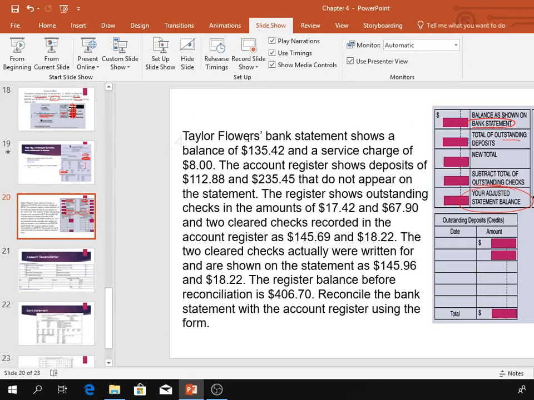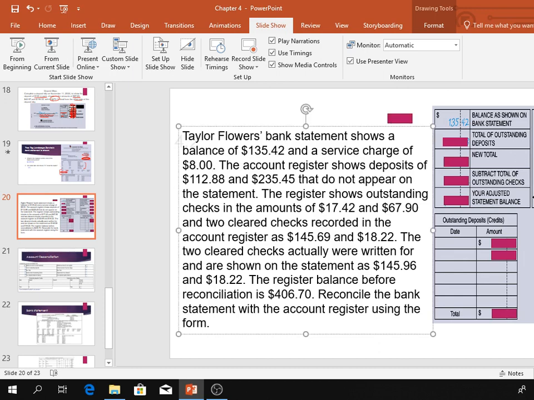So Taylor Flowers' bank statement shows a balance of $135.42 and a service charge of $8. Okay, so on the bank statement, we've got $135.40. And again, this little line breaks up the dollars from the cents. Okay, and then let's see if we have any outstanding deposits. Notice the service charge is on the statement, but it's probably not on your register.